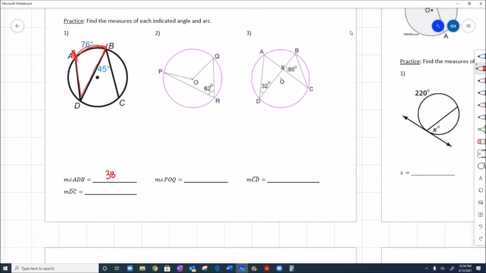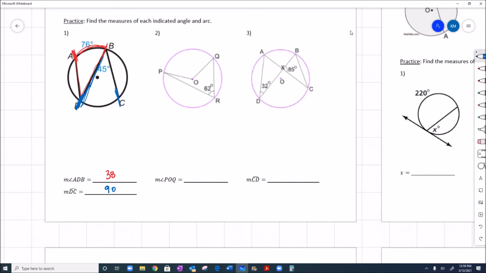Okay, as we look at arc DC, they told us that this angle is 45, and we know that this should be double the inscribed angle. So if this is 45, that must mean that our arc is 90. Okay, again, I just like to make it visual for myself. I draw it out to see what's being included here. You don't have to, but it's a strategy I found to be helpful.